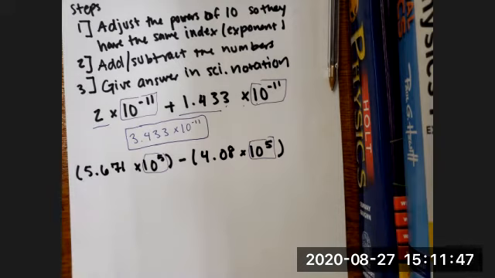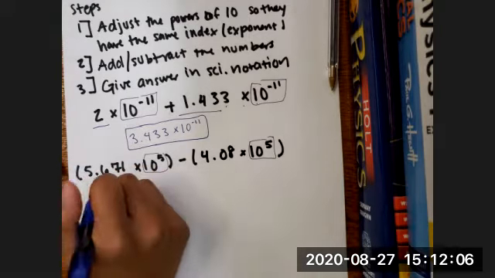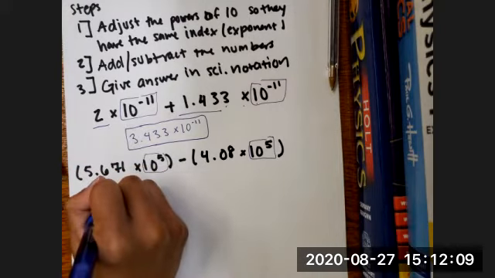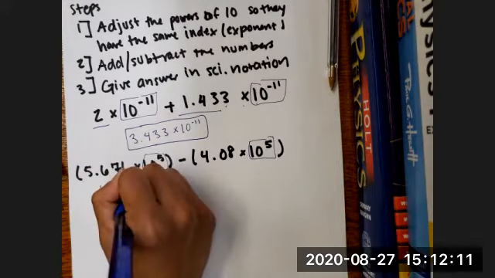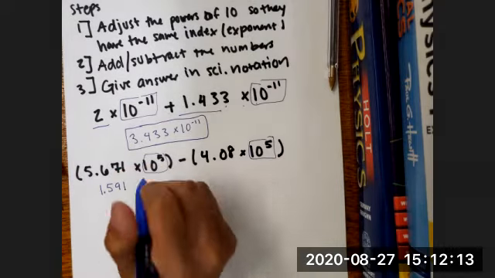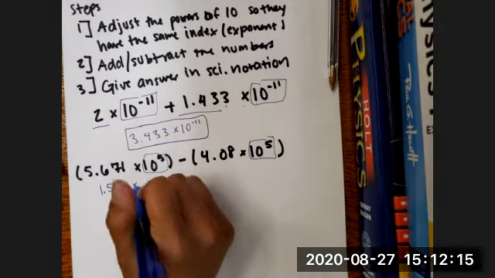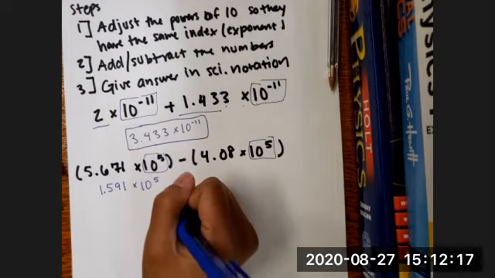Let me pull up a calculator and do that really fast. So I have 5.671 minus 4.08. That gives me 1.591 times 10 to the 5th power.